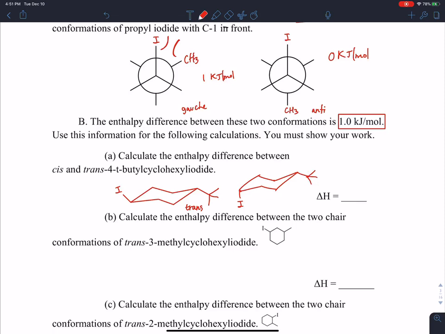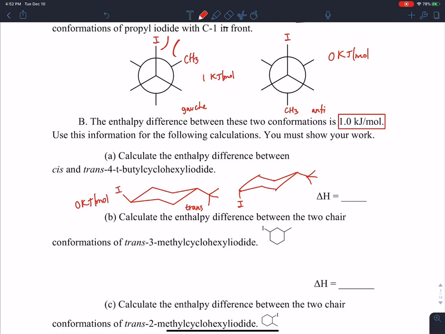So what we learned was if a substituent is in the equatorial spot, it has 0 kilojoules of energy. It's not really interacting with anything. So here this tert-butyl isn't interacting with anything, and this I is also not interacting with anything. So this one in general is just 0 kilojoules per mole.